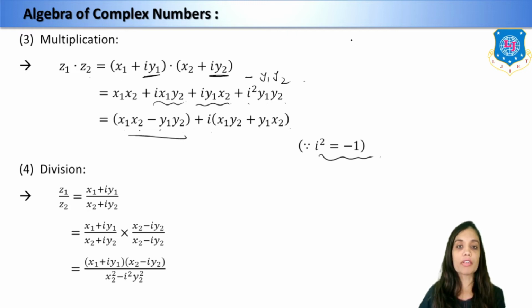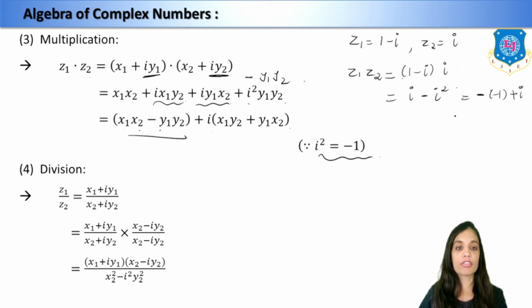Now let us multiply two complex numbers. Again let us take our z1 as 1 minus i and z2 as just i. Let us multiply these two, z1 into z2. So we have to multiply 1 minus i into i. Start your multiplication, so it will be i minus i square. But we know that the value of i square is minus 1. So the answer will be minus minus 1 plus i. So the final answer will be 1 plus i.